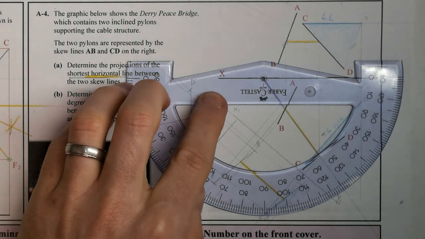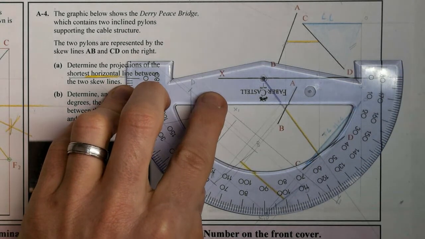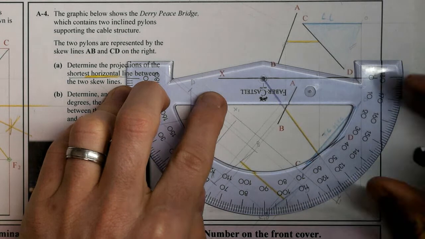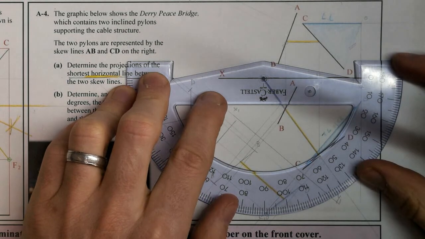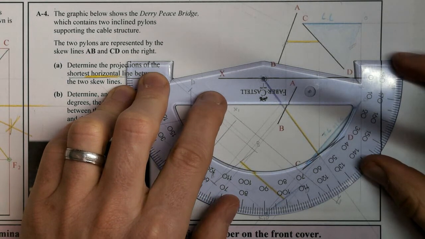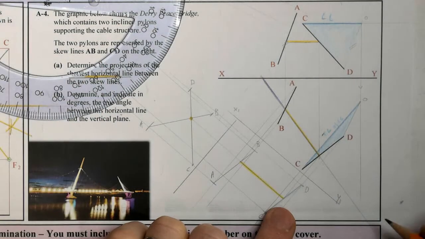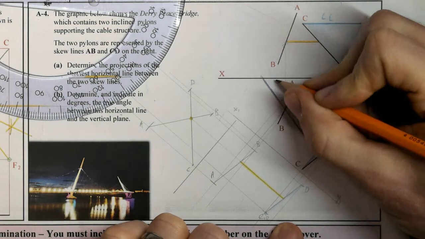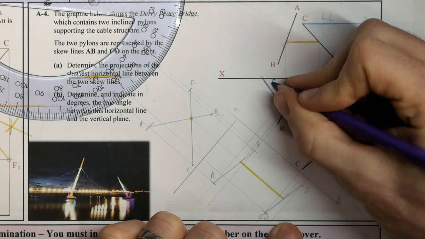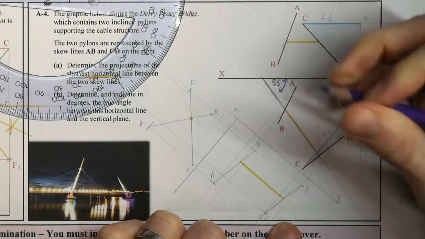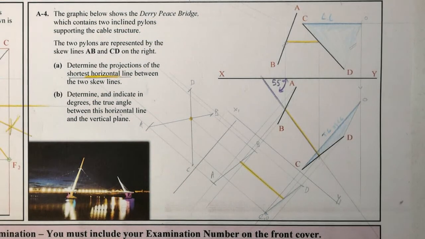Okay, and that is at 55 degrees. So 55, yeah, 55 degrees. Okay, so that is Skew Lines question 2015.